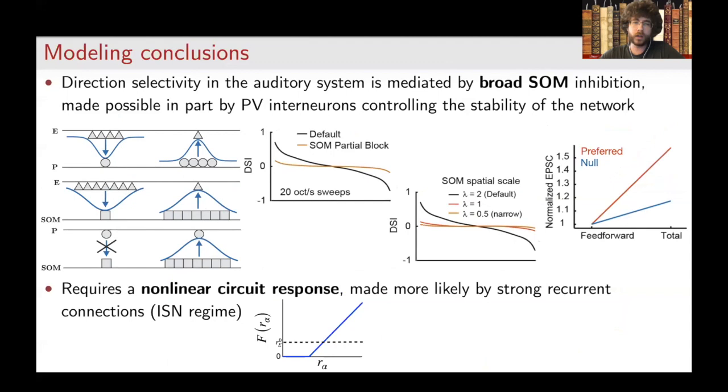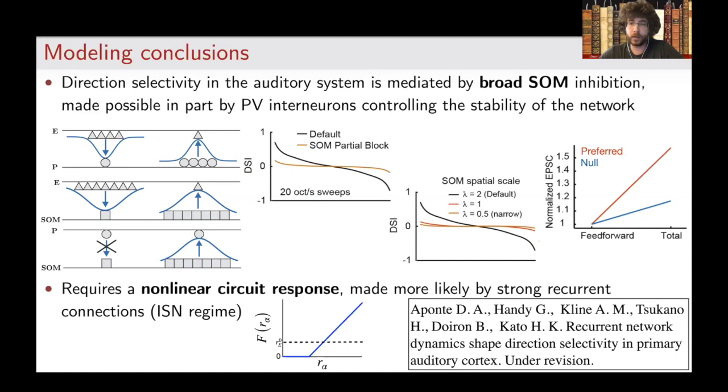And then lastly, again, we have this non-linear circuit, which again points out that we have these strong recurrent connections in this circuit. And then we just submitted this work and we just responded to the first waves of revisions. So hopefully it will be coming out soon.